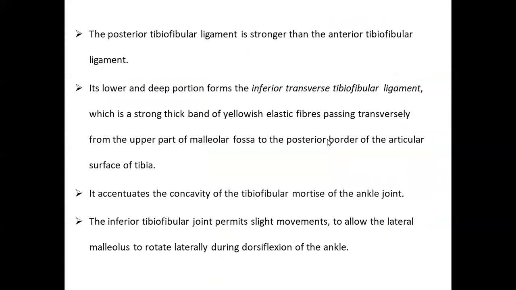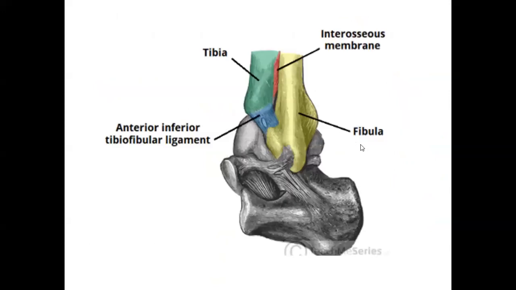The inferior tibiofibular joint permits slight movement to allow the lateral malleolus to rotate laterally during dorsiflexion of the ankle joint.